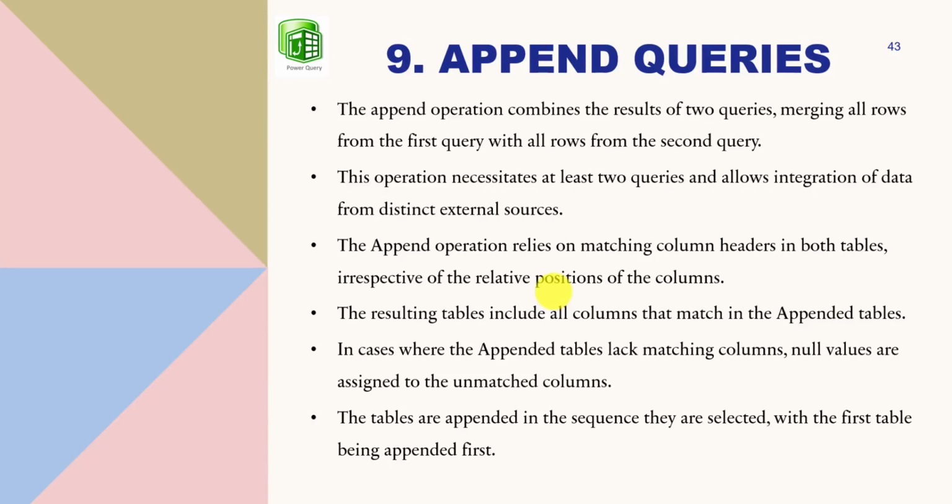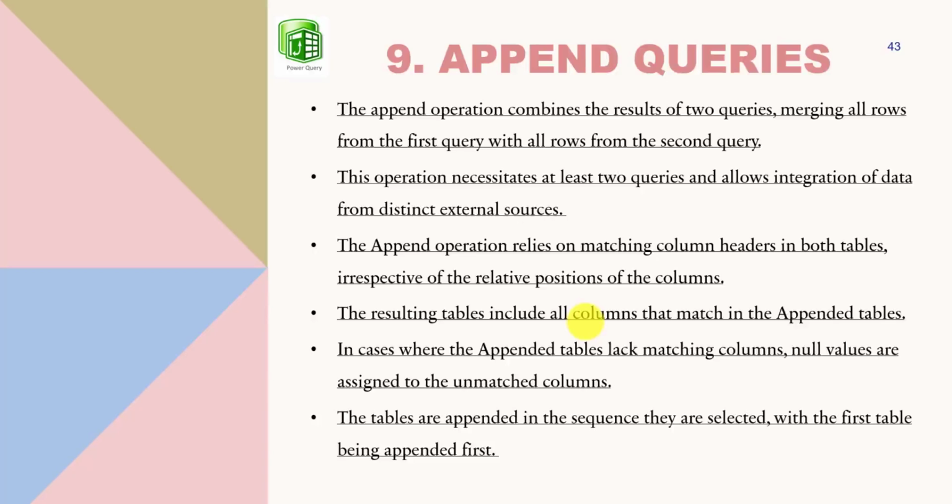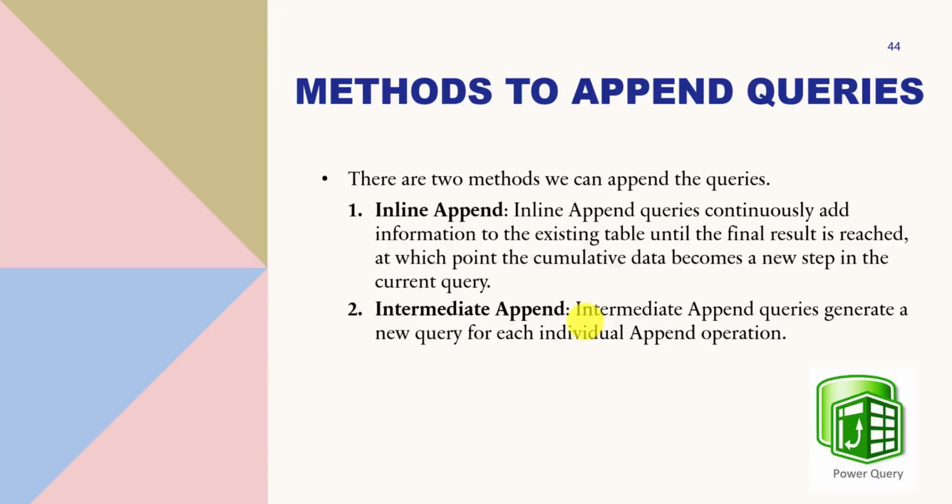In cases where the appended tables lack matching columns, null values are assigned to the unmatched columns. The tables are appended in the sequence they are selected, with the first table being appended first. So this is what the append query is. There are two methods to append queries.